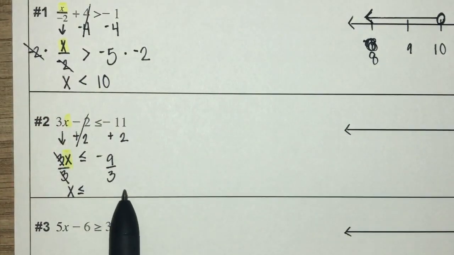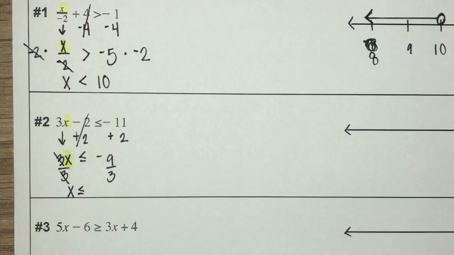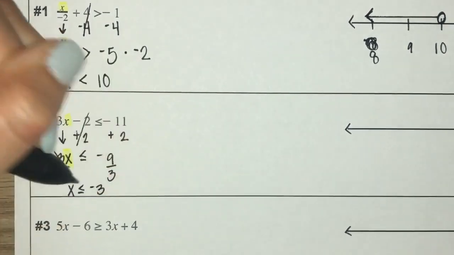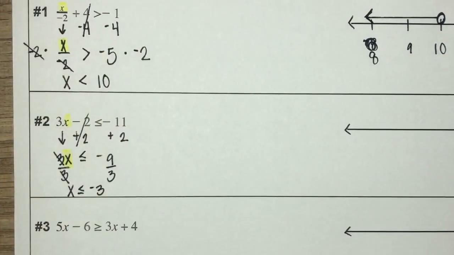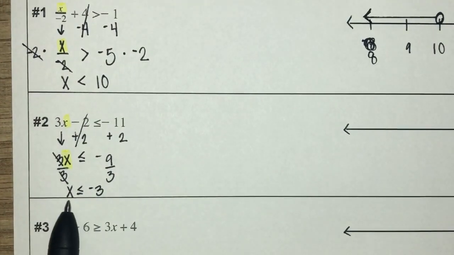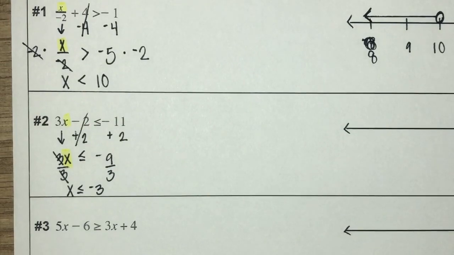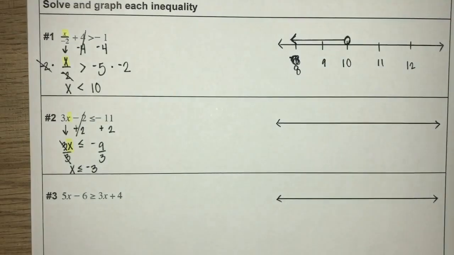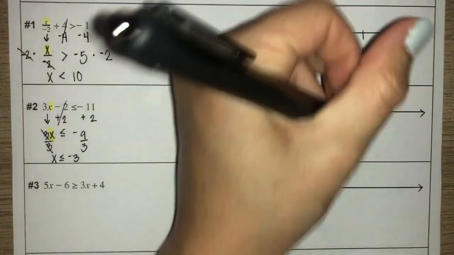And then -9 divided by a positive 3 is -3. So you only flip the sign if you're multiplying or dividing by a negative number. We divided by a positive 3, so we don't need to flip it. We have x is less than or equal to -3, so if we go over to our number line, -3 will go right in the middle.